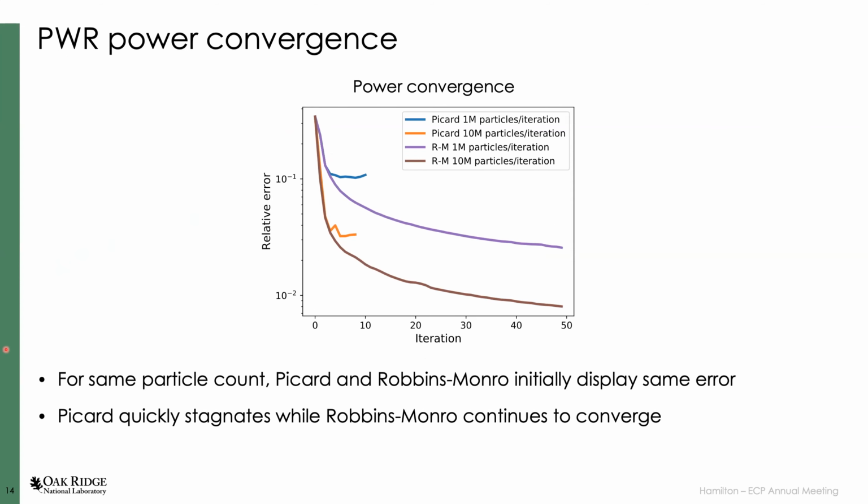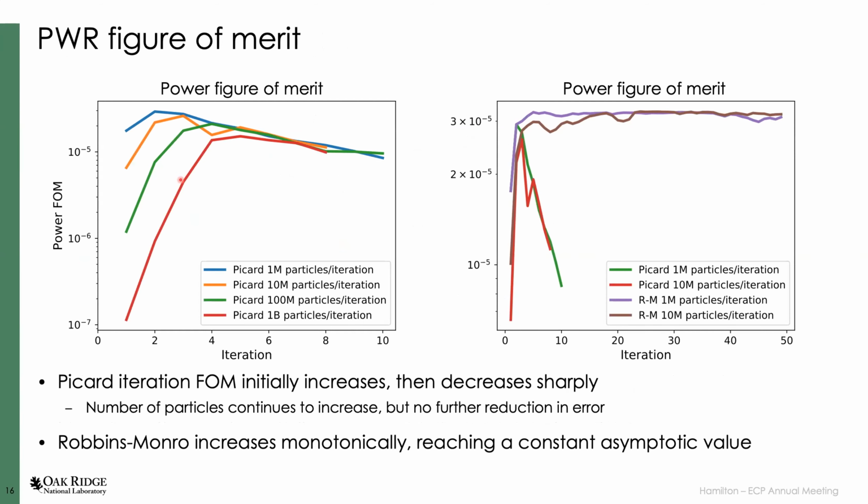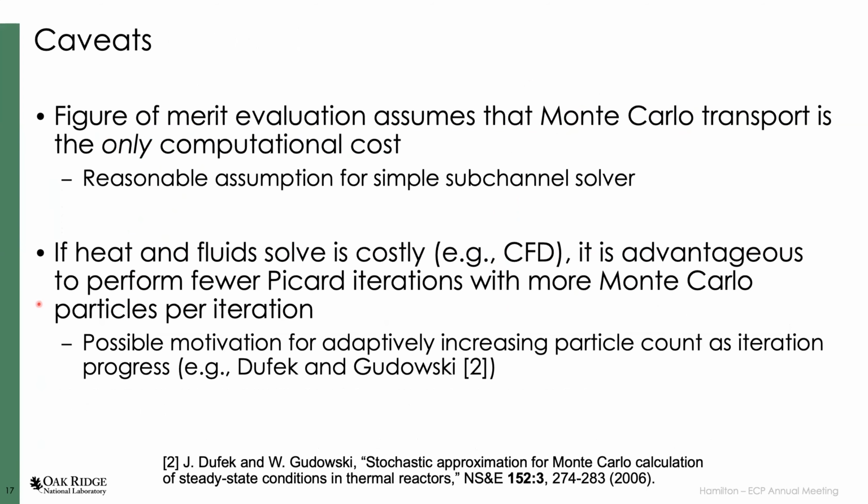I think given that we're short on time, I'm going to skip over this discussion of figure of merit, but this is basically just a way of quantifying how good different solutions with different particle counts are in terms of reducing the error. And not surprisingly, Robbins-Monro does very well in this respect.